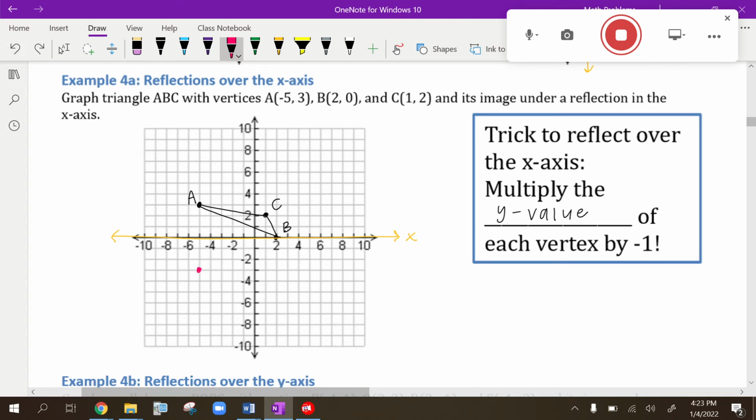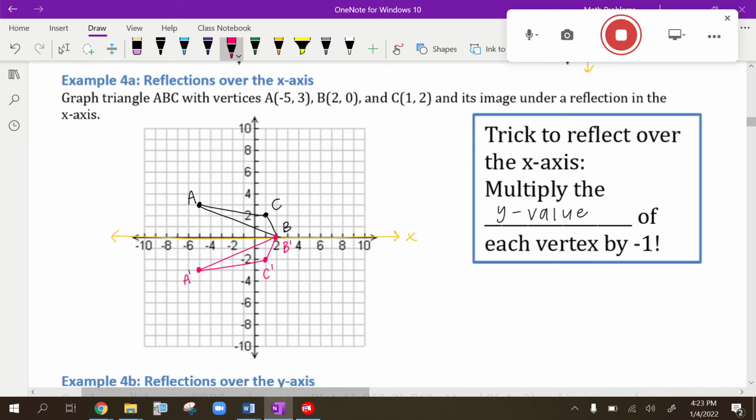So the image of A lands at this point. That is -5, -3. Point C, I'll do the same, go 2 units below the line. And finally for point B, since it's right here, it's 0 units away from the line of reflection, I go 0 units on the opposite side, meaning that it does not move. Alright, so there's my image.